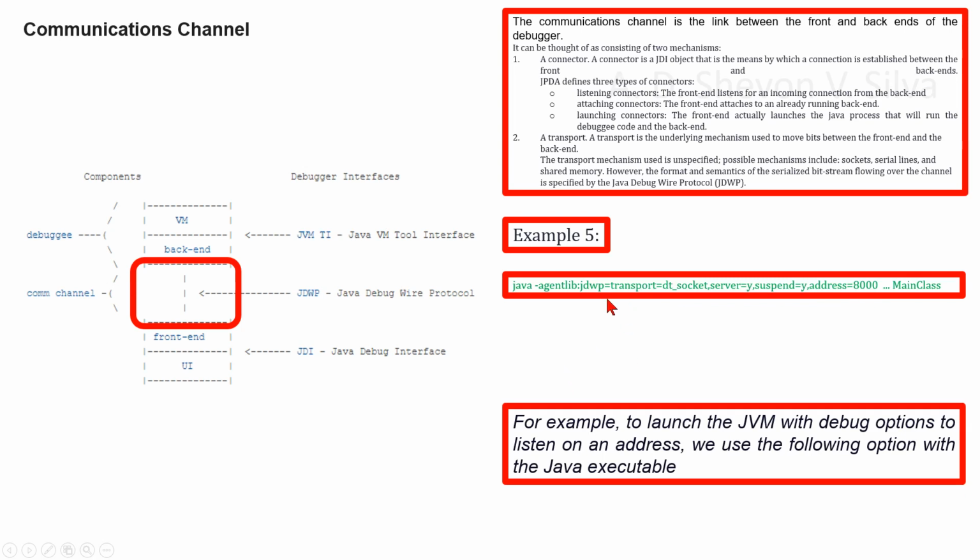Transport=dt_socket tells the JDWP agent to use socket transport. Server=y means that the JVM will listen for a debugger to attach to it. Suspend=y means JVM will wait for the debugger to attach before executing the main class. This is also the default value. If set to n, the JVM will immediately execute the main class while listening for a debugger connection. Address=8000 specifies the address at which the debug socket will listen. In this case, the JVM will listen at port 8000 for incoming connections only from the localhost.